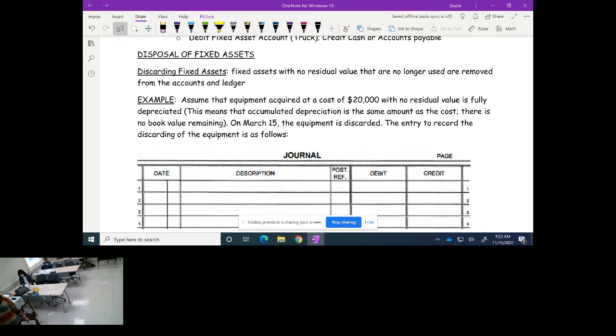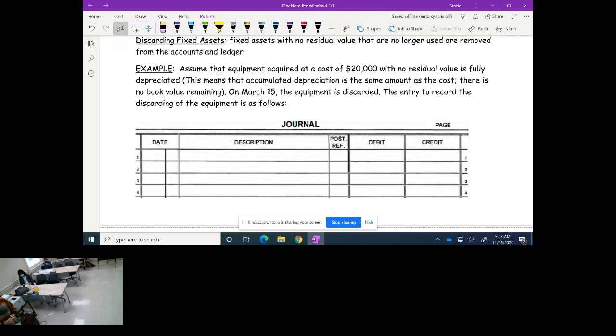So let's assume in this example that equipment acquired at a cost of $20,000 has no residual value and is fully depreciated. That means your accumulated depreciation and your cost are the same. You have completely depreciated it. So book value is 0. On March 15th, the equipment is discarded. How would we record this entry?